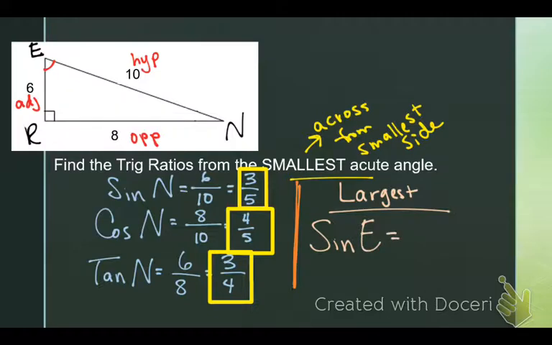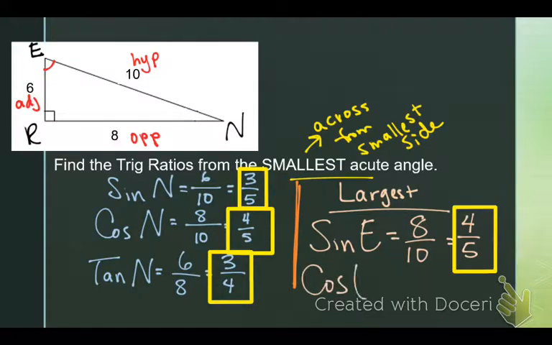E. So sine with a capital E. And it will equal the opposite over the hypotenuse, which is 8 over 10. And that reduces to 4/5. Then we're going to move to cosine of E, which is the adjacent over the hypotenuse. So the adjacent is? It is 6 over the hypotenuse, which is 10. 3/5, good.